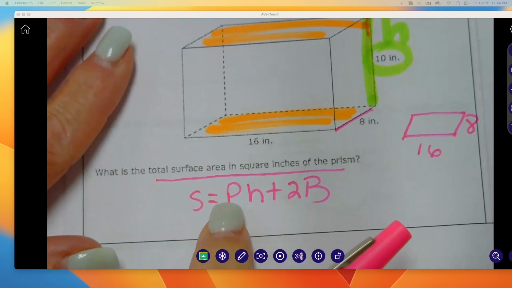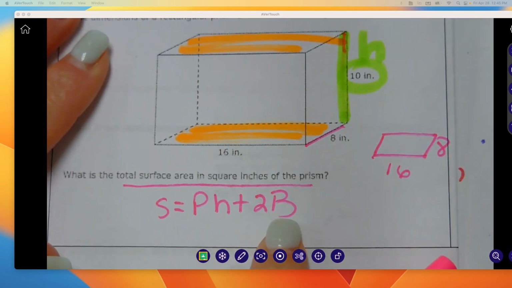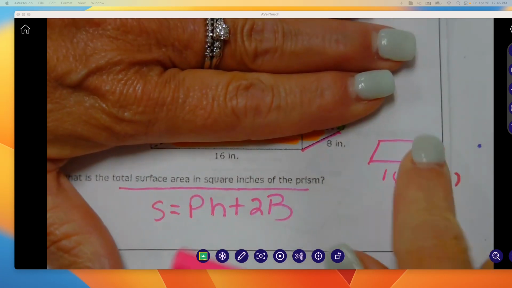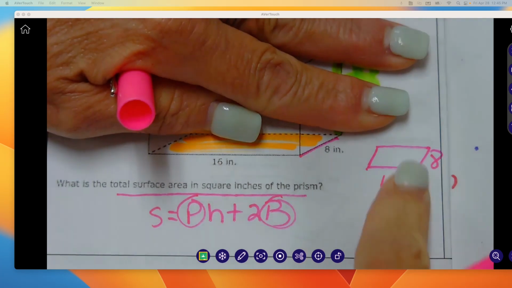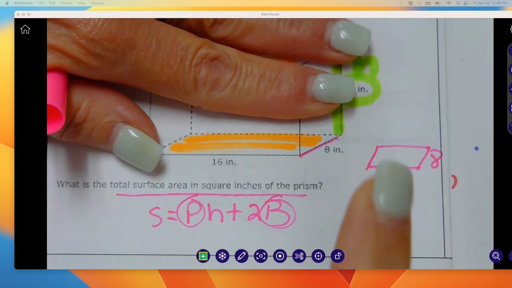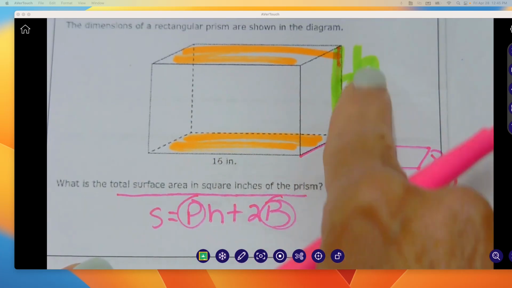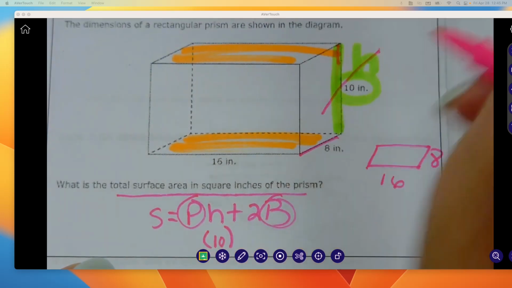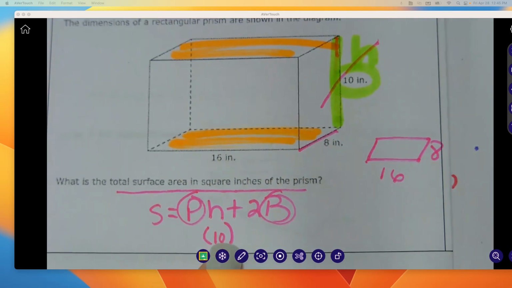Okay, remember, capital P stands for perimeter of the base. Capital B stands for area of the base. Now, I've drawn the base. So when I'm looking for capital P and capital B, it is of the base. I'm not going to use anything else, but I'm looking at the base. Now before we even do anything else, this 10, the height, I'm going to plug in for H. And then guys, I'm going to mark it out because I'm not using that anymore. It is only for this height.